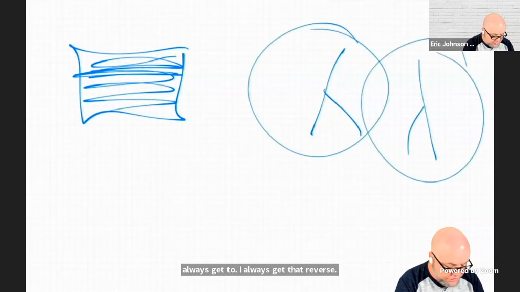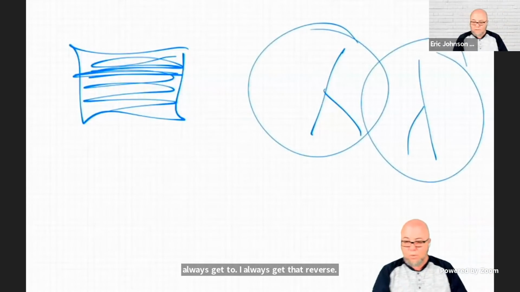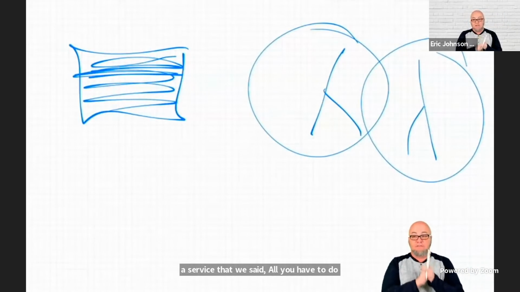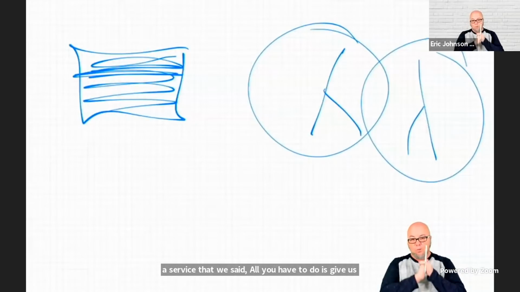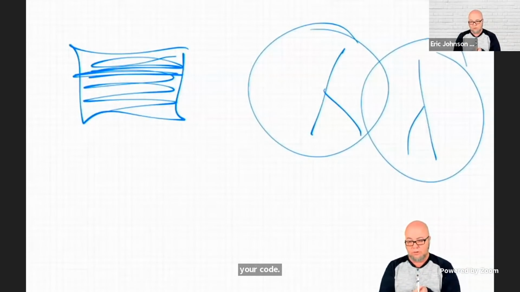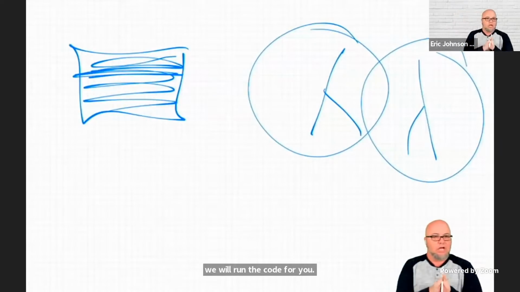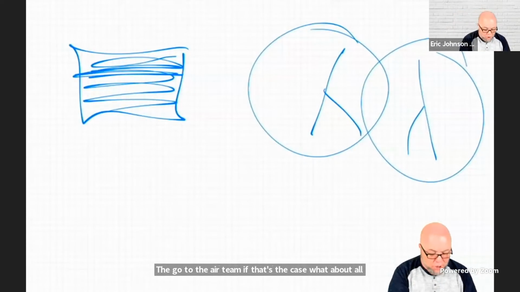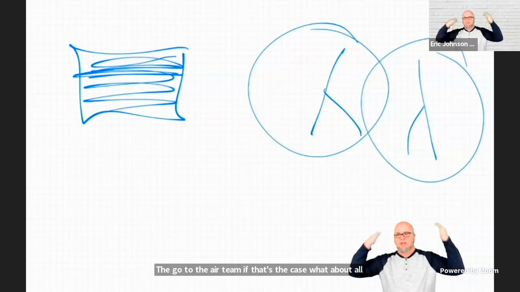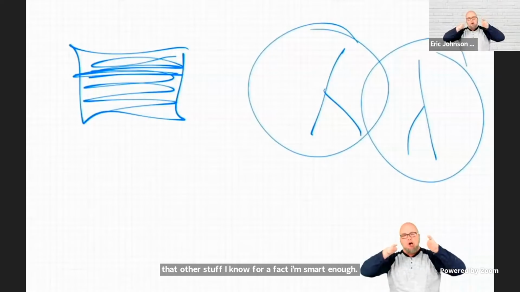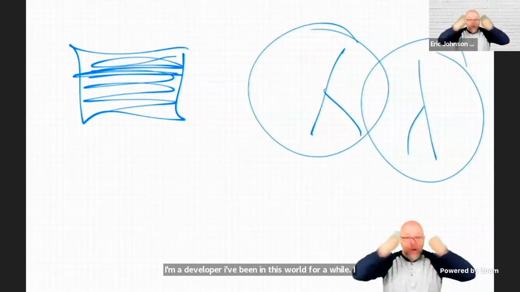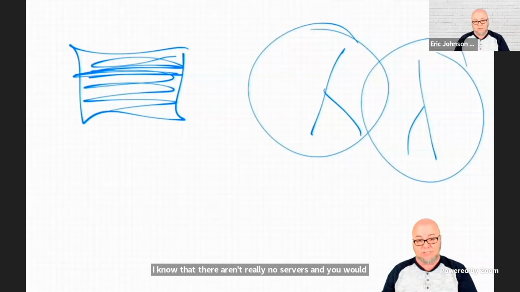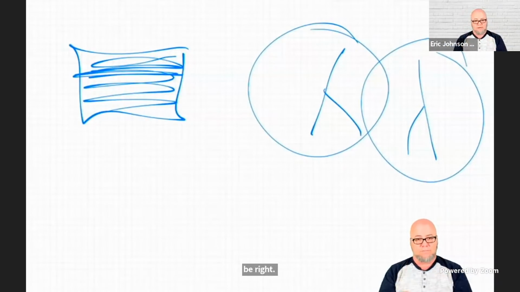All right, a Lambda function is a service where all you have to do is give us your code, provide the event that's going to invoke that code, and we will run the code for you. You go, okay, Eric, hang on a second. If that's the case, what about all that other stuff? I know for a fact, I'm smart enough, I'm a developer, I've been in this world for a while. I know that there aren't really no servers. And you would be right. There are servers in serverless, but you don't have to worry about it.